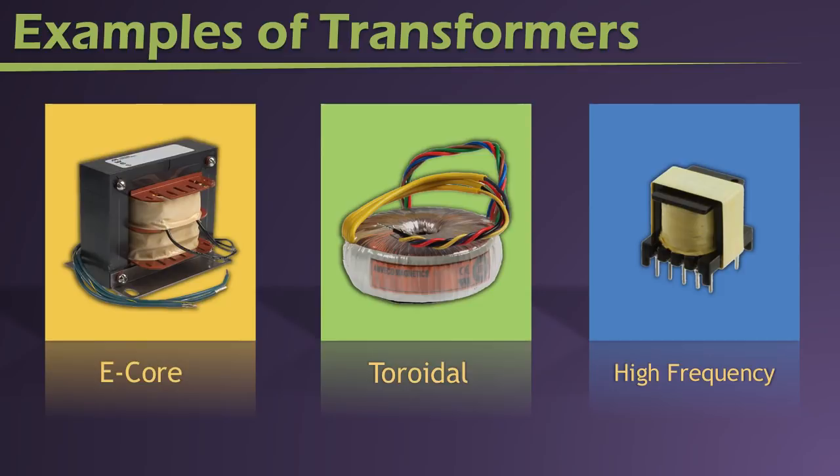But if you were to take it apart, you would definitely see it. And the E-core transformer is relatively inexpensive, and it has pretty good performance, so it's pretty widely used because of that. The next type of transformer is the toroidal transformer here in the middle.